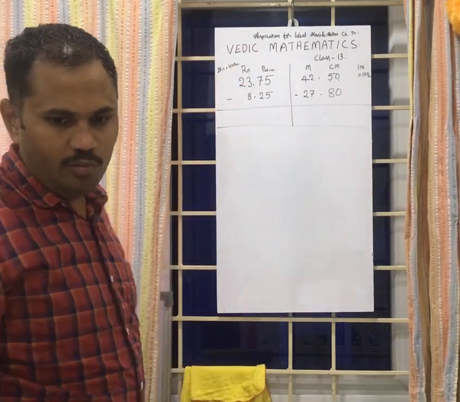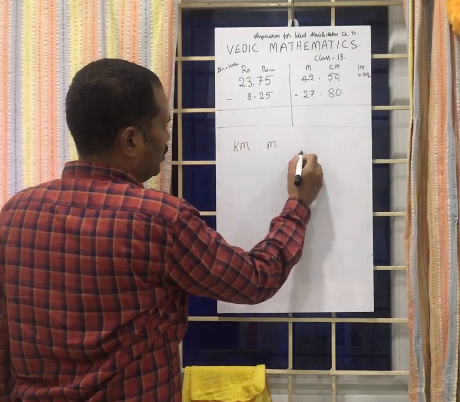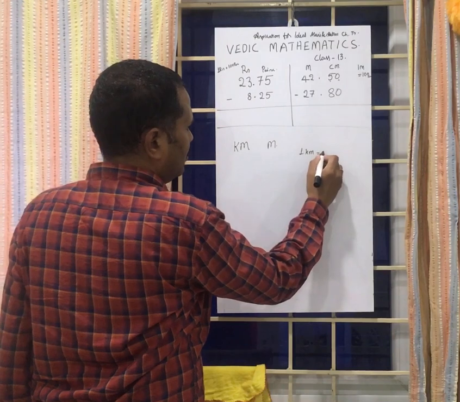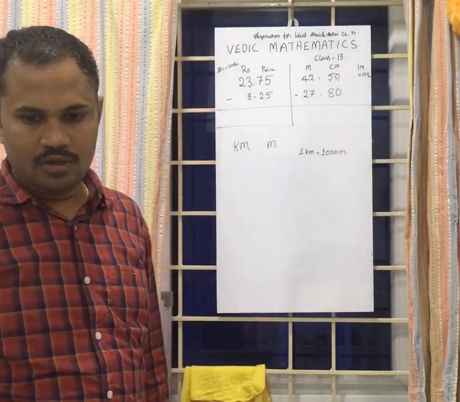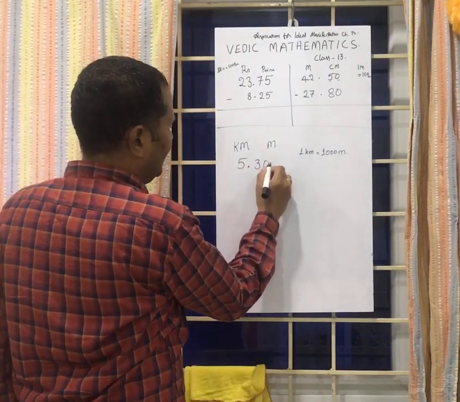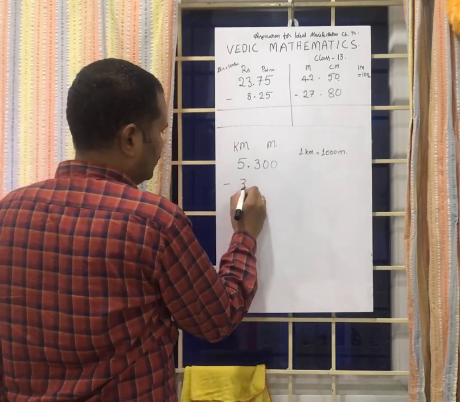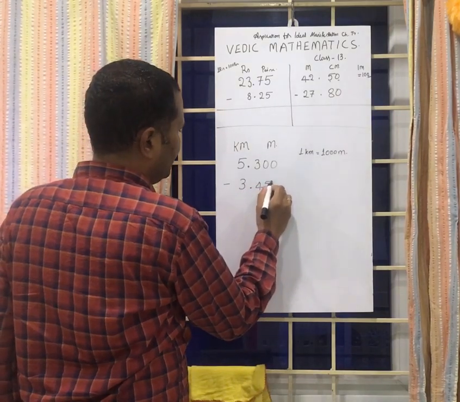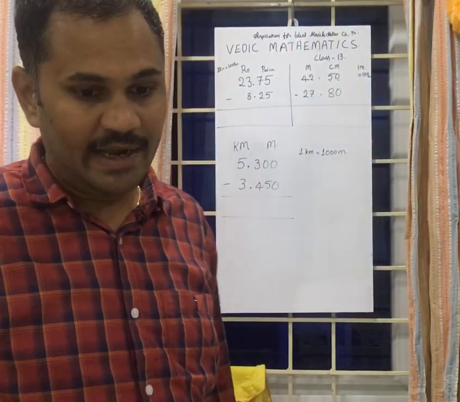Now let's take one more example with the length. Kilometer and meter. 1 kilometer is equal to 1000 meters. Now take the example here. 5 kilometer and 300 meters minus 3 kilometer 450 meters. This is one example. Let's see if the exercise book is having some more examples here. The different digits.